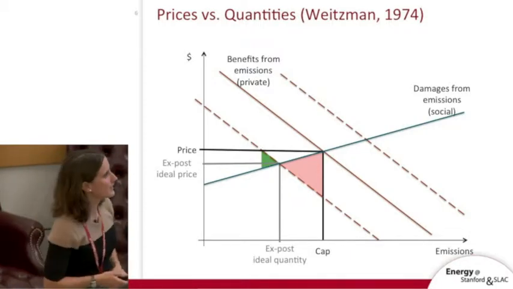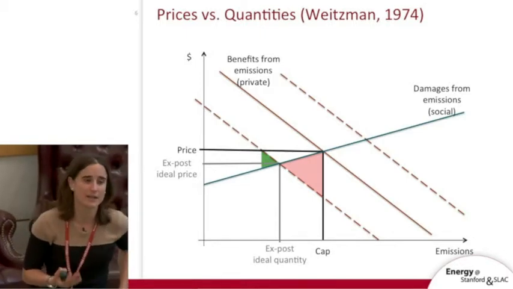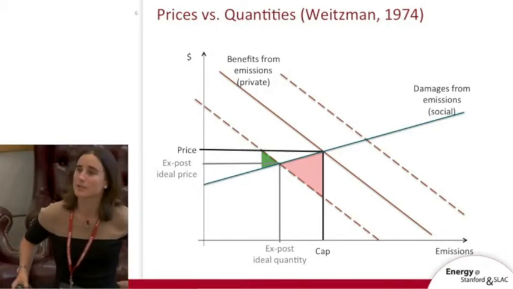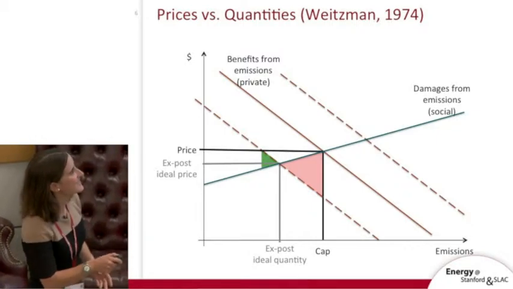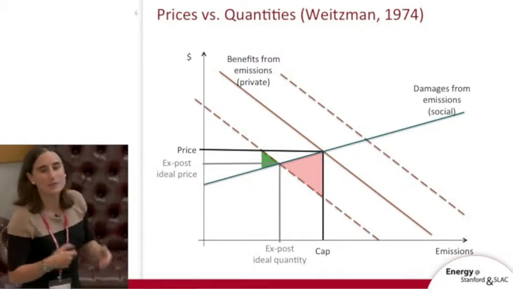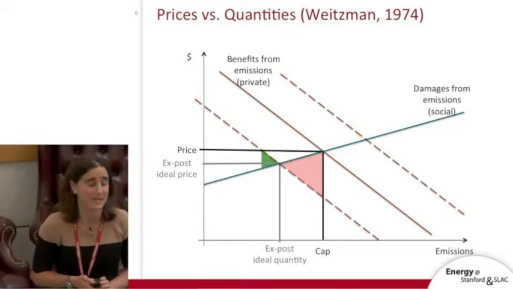When it comes to practice, however, most programs for dealing with greenhouse gas emissions have actually used cap and trade programs. So they have used quantities, not prices, even though from this very simple example, it seems that prices maybe would be better.